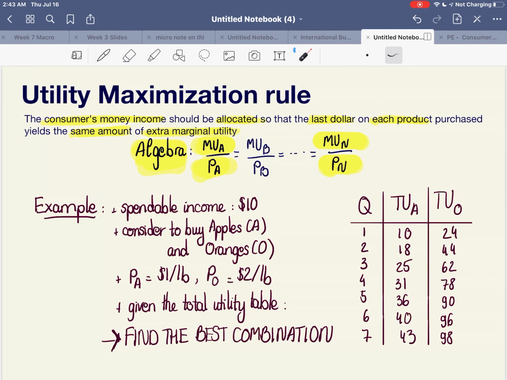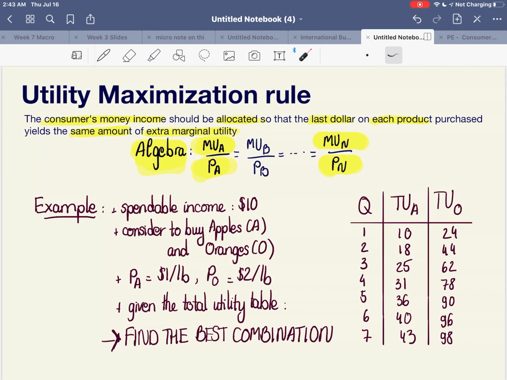The last concept that we're going to discuss is the utility maximizing rule. The rule states that the consumer's money income should be allocated so that the last dollar spent on each product purchased yields the same amount of extra marginal utility. In mathematical language, the marginal utility of A over the price of A should be equal to the marginal utility of B over the price of B. This rule helps you find the best combination of goods and services that gives the most satisfaction.